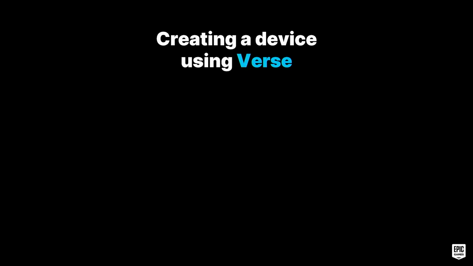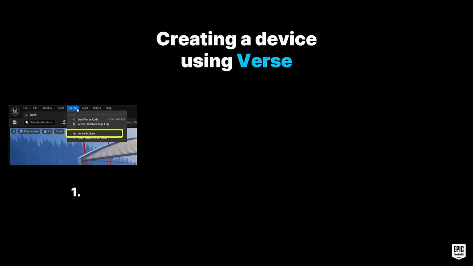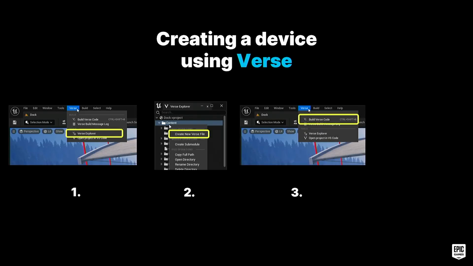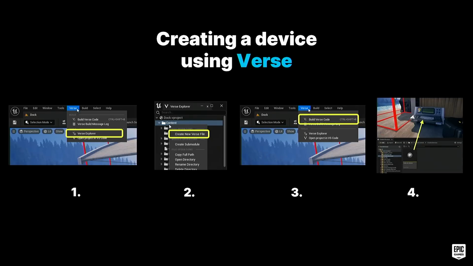So what does it look like to use Verse in UEFN? UEFN has the Verse Explorer, where you can see all the Verse files in your project. You can create a new Verse file from Verse Explorer and use the Verse device template to create your own device. And when you click Build Verse Code, which will compile your code, your Verse-authored device will then appear in the content browser that you can then drag into the level like other devices. And once your device is in the level, your code will run when you start your game. So we've created our Verse device. Now let's expand what it can do to finish making our game.